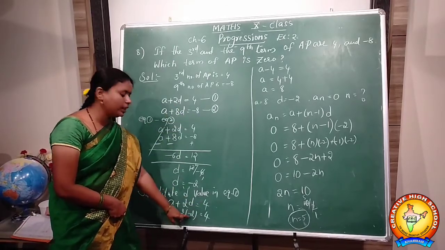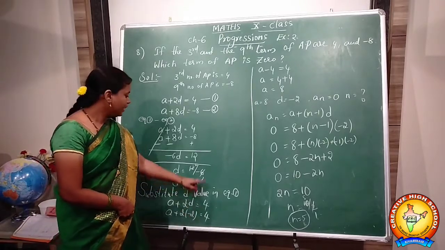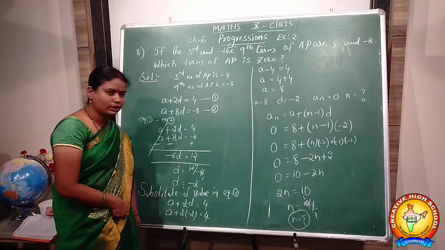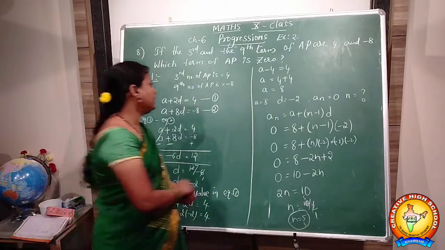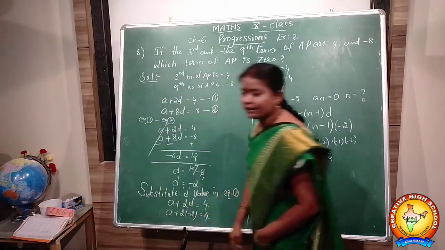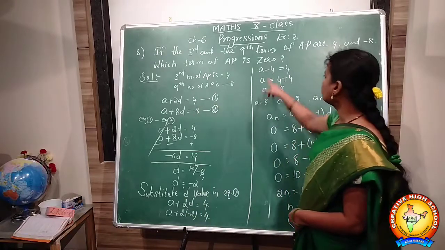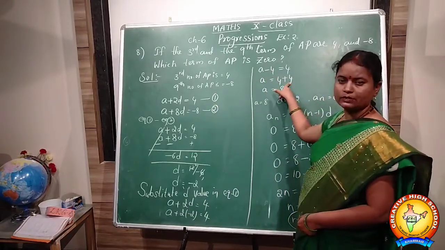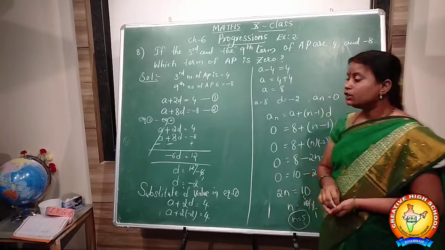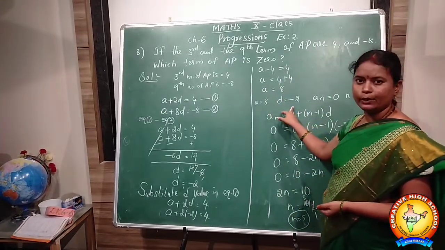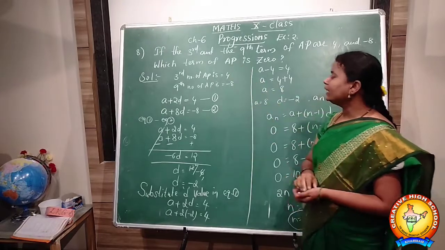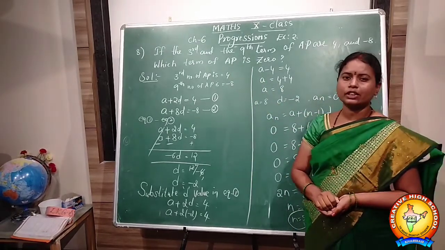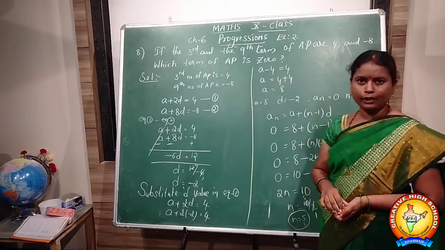A plus 2 into D. What is the D value? Minus 2. So, A plus 2 into minus 2, which becomes minus 4, is equal to 4. A is equal to 4 plus 4. A value is 8. So, here we got A value and D value, but we have to find which term of AP is 0. Which term means nth term we have to find.